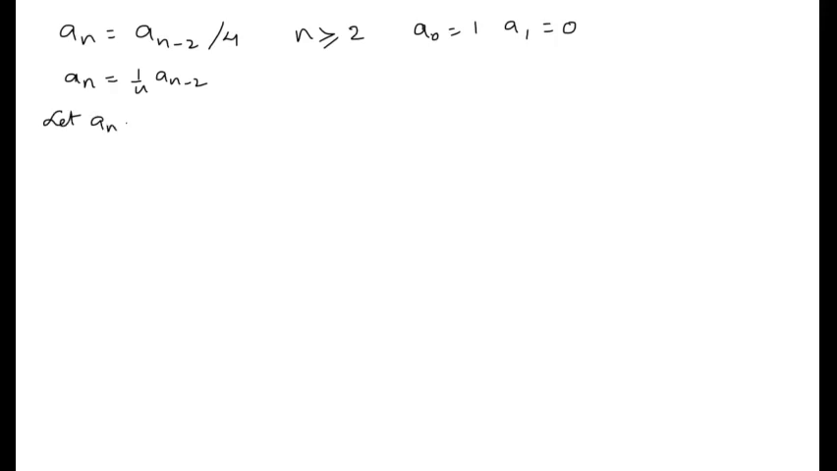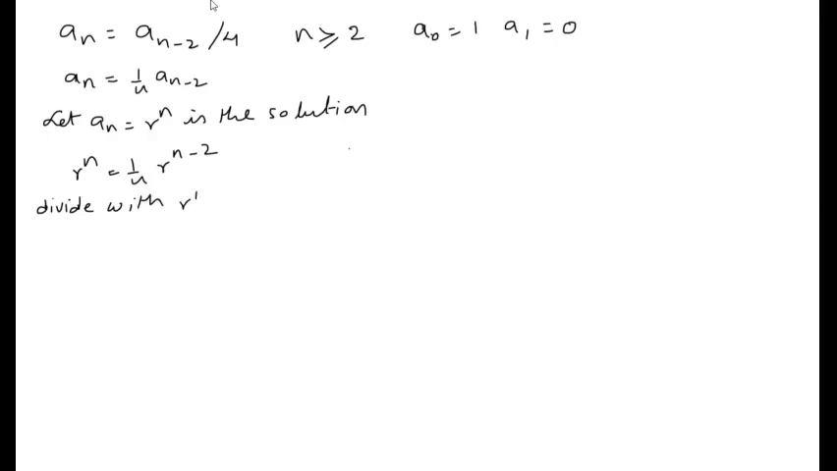Let an equal to r power n is the solution. So that we are going to substitute r power n wherever an is there. So that r power n is equal to 1 by 4 into r power n minus 2. So we are going to divide with r power n minus 2, so that r power n divided by r power n minus 2 is equal to 1 by 4 into r power n minus 2 divided by r power n minus 2. So we are going to get r square equal to 1 by 4.